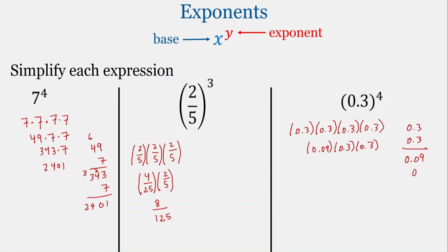So we'll do another round of multiplication. 9 times 3 is 27. We have 3 decimal places now. So that gives us 0.027. Times 0.3. So one more multiplication. So 7 times 3 is 21. Carry that 2. That's 6. And then 8. And then we have 4 decimal places. So we end up with 0.0081.